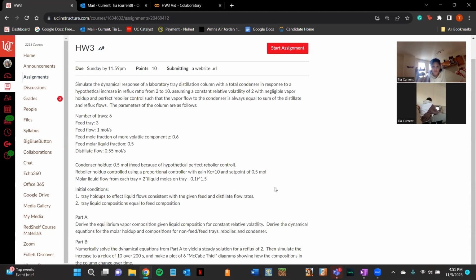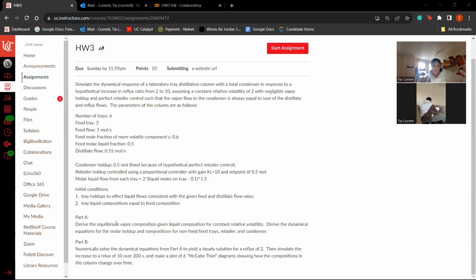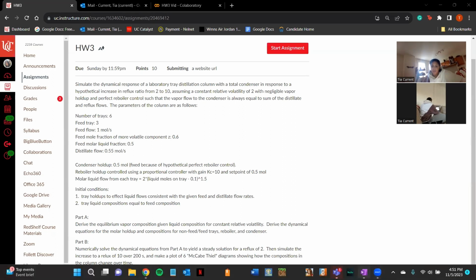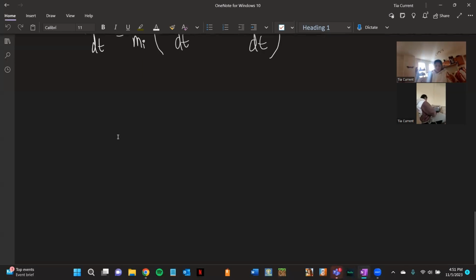So take 2 of part A, where we derive the equilibrium vapor composition given the liquid composition for constant relative volatility. And so we're going to start over, all over, using my phone as my second angle. Might fall over, who knows? So let's start down here. Okay, maybe it'll let me scroll down now.